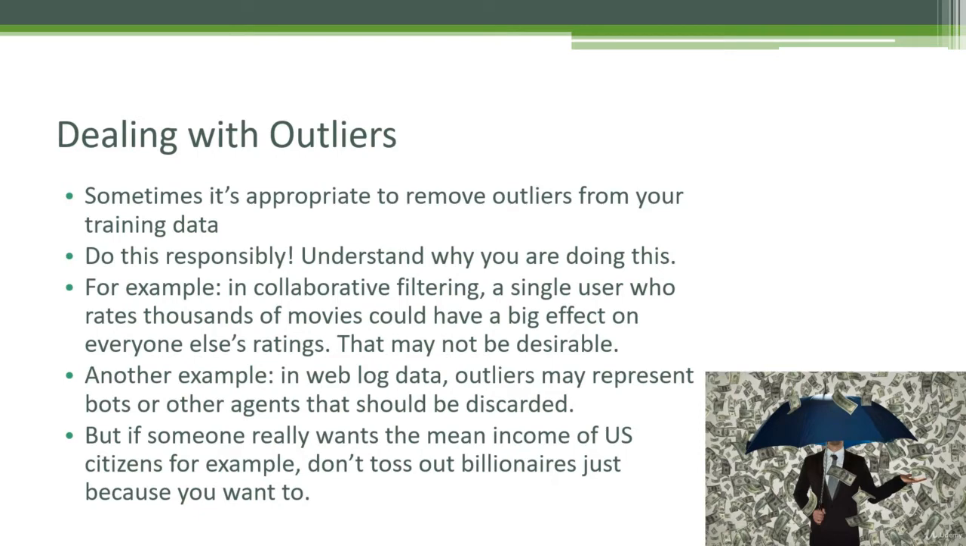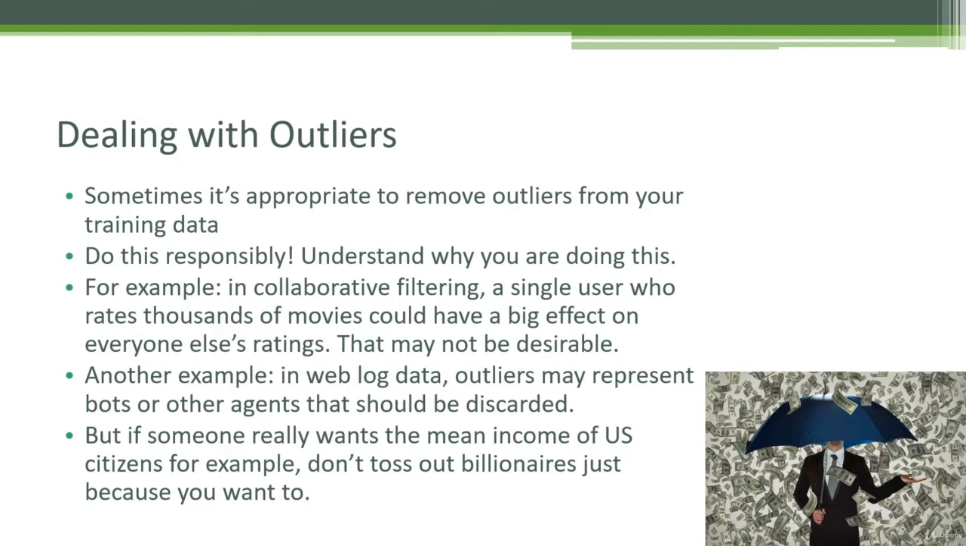Or we might be looking at weblog data like we saw in our example earlier, where we're doing data cleaning. Outliers could be telling you that there's something very wrong with your data to begin with. It could be malicious traffic, it could be bots or other agents that should be discarded that don't represent actual human beings that you're trying to model.